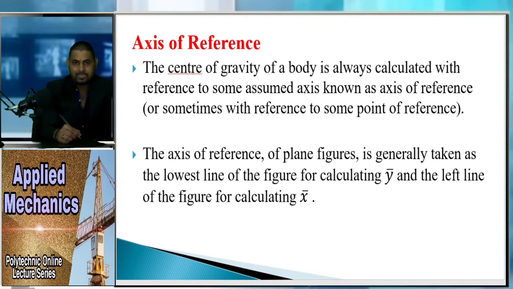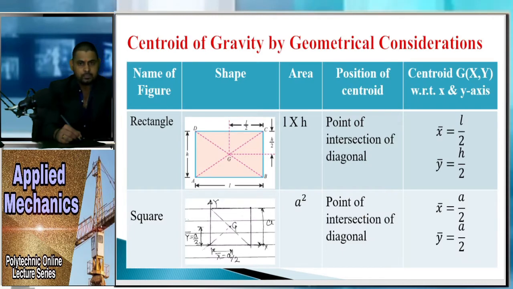Before going to the axis of reference, just overlook once these geometrical considerations, because it is useful for solving a number of problems. See here, basically we have the names of figures and shapes, and based on that we have the area of that particular figure, then the position of the centroid, and also the centroid of gravity with respect to the x and y axis. So this term is very important to us, and this area is also important to us.